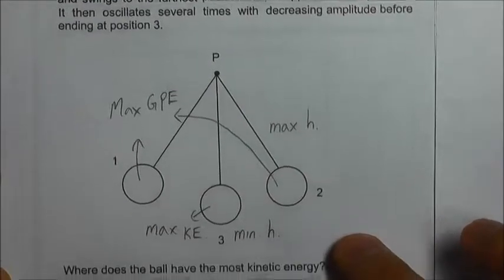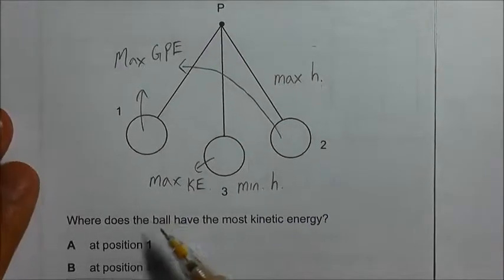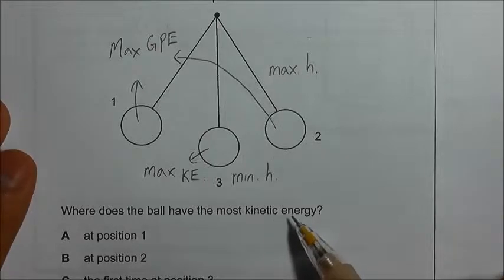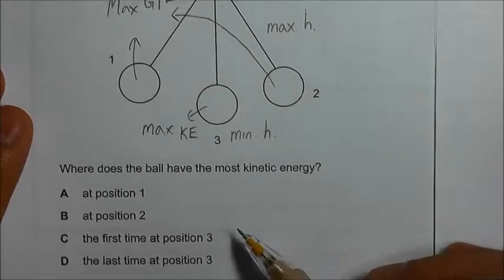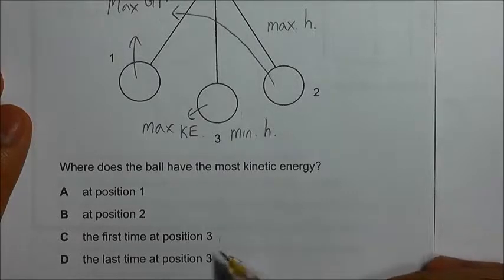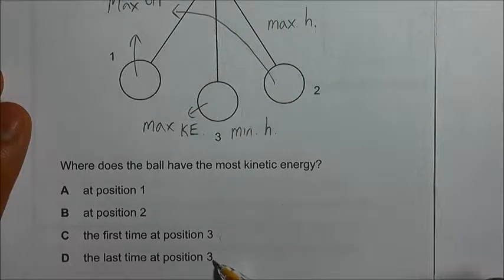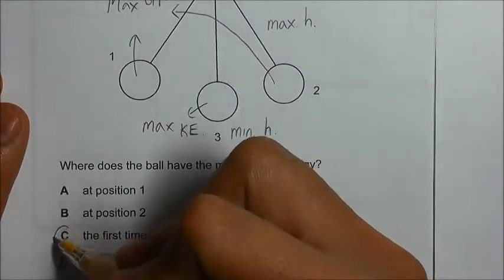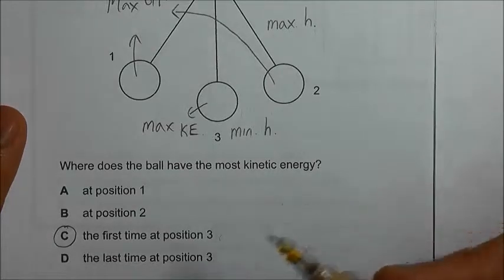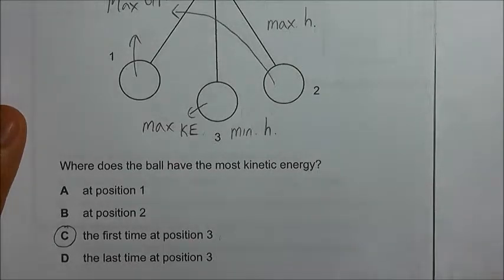Okay, now let's look at the question. The question asks, where does the ball have the most kinetic energy? So we know that the answer must be at position 3. So is it the first time it passes through position 3, or is it the last time? In this case, it has to be the first time, because as it swings for the first time, second time, and the third time, it will lose energy to the surrounding. So the total energy will be lesser, and the kinetic energy at position 3 will be lesser as well as time goes by.